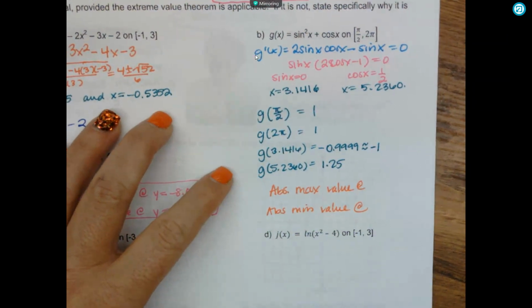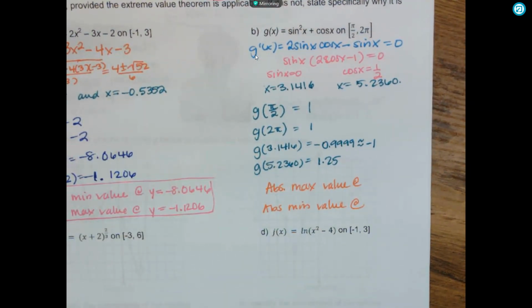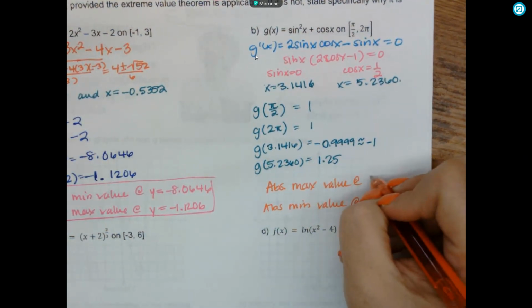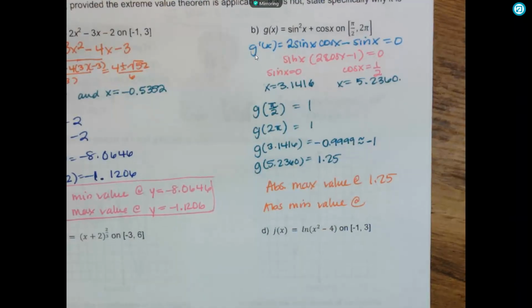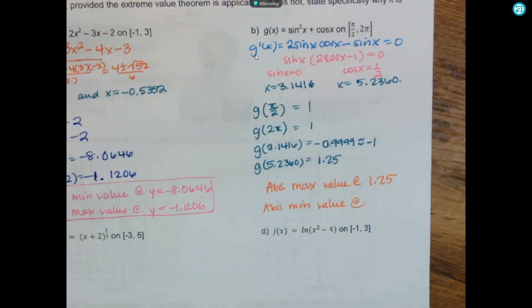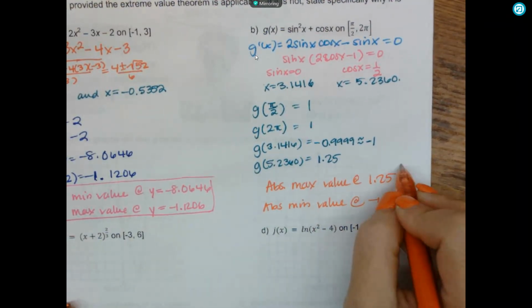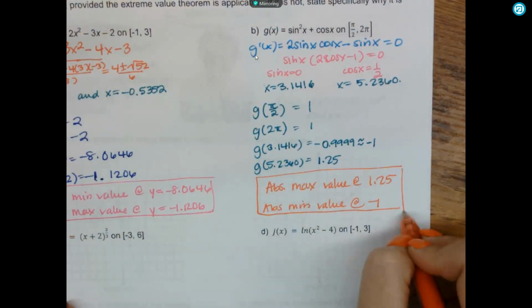All right, and then from there we can find our absolute max and absolute min. Well, absolute max is pretty easy. What was it? 1.25. And then our min would be -1, because we're looking at y values only when you plug those numbers in.